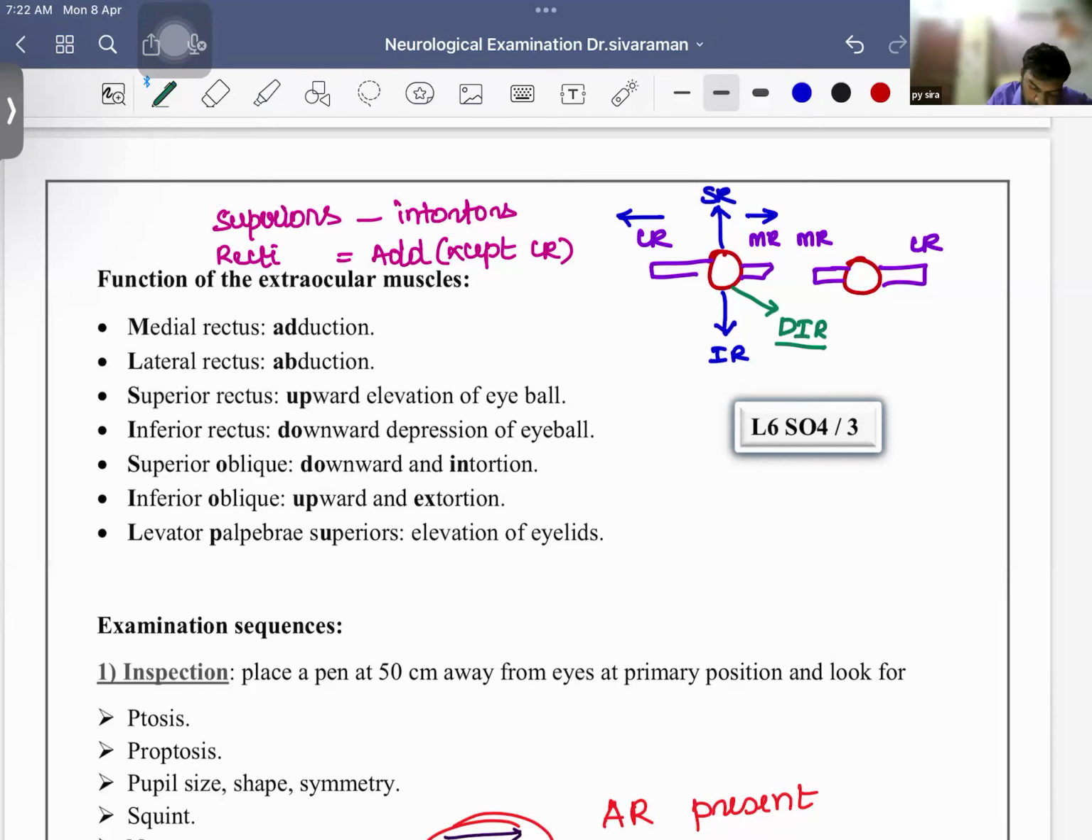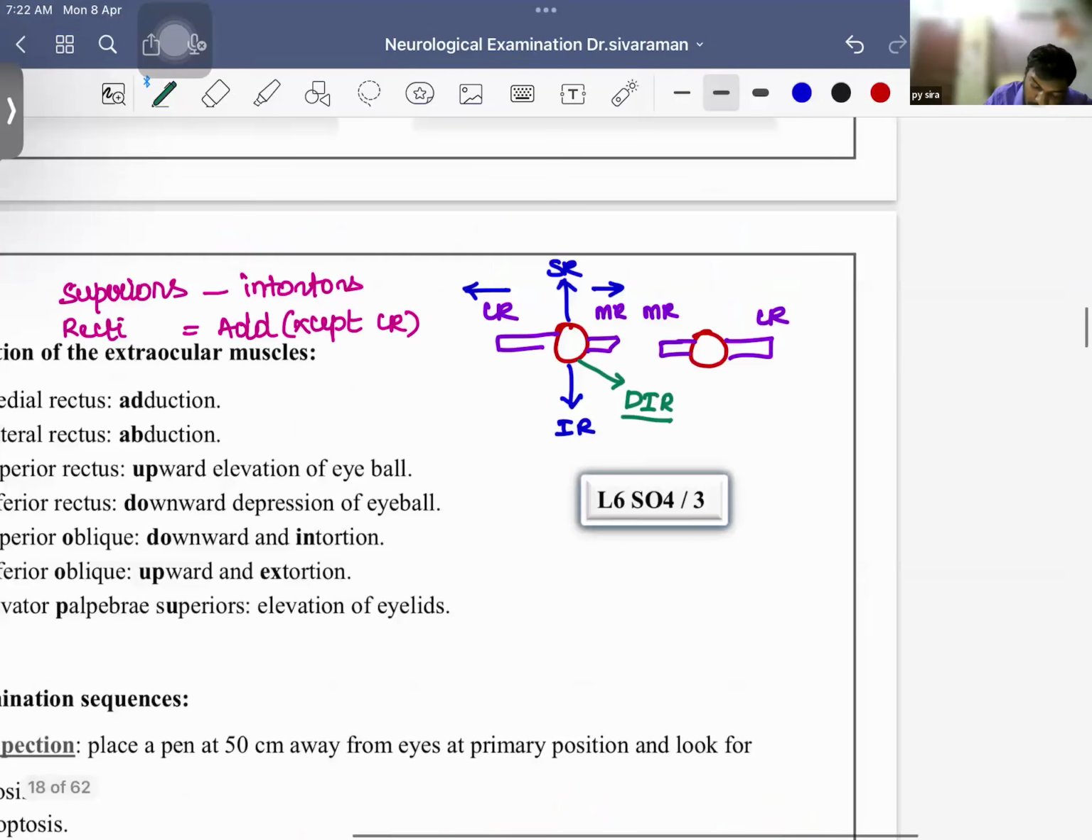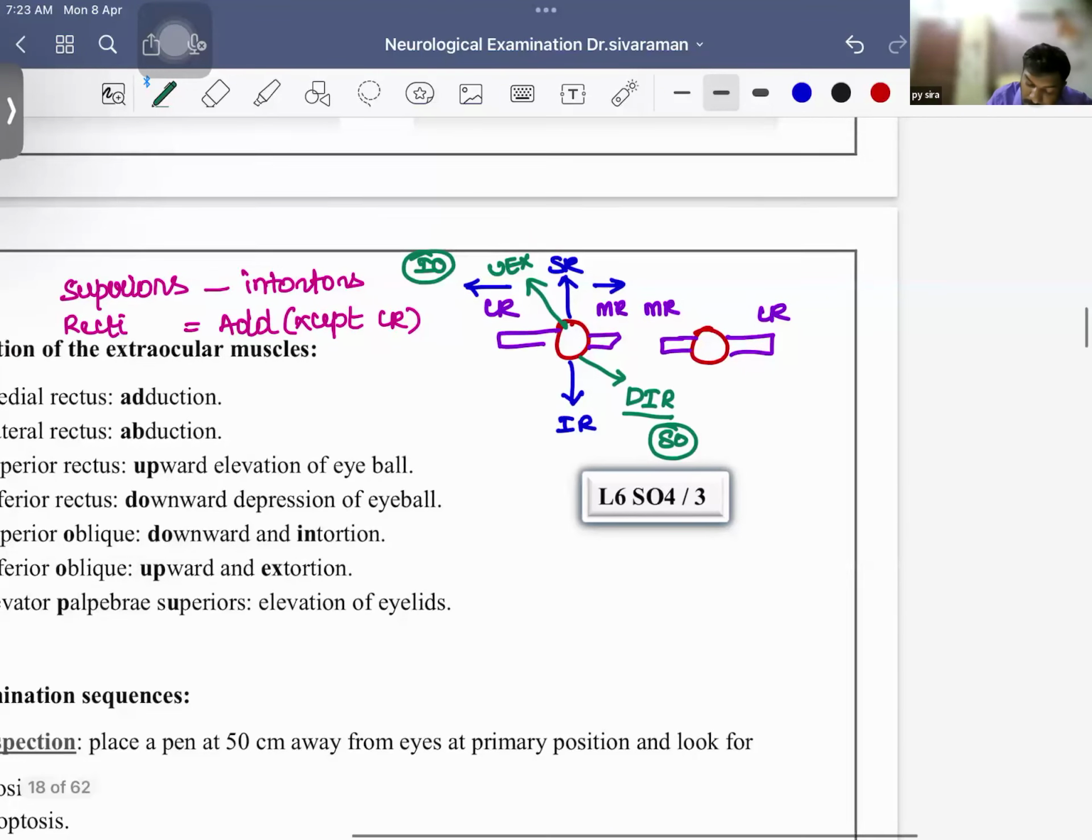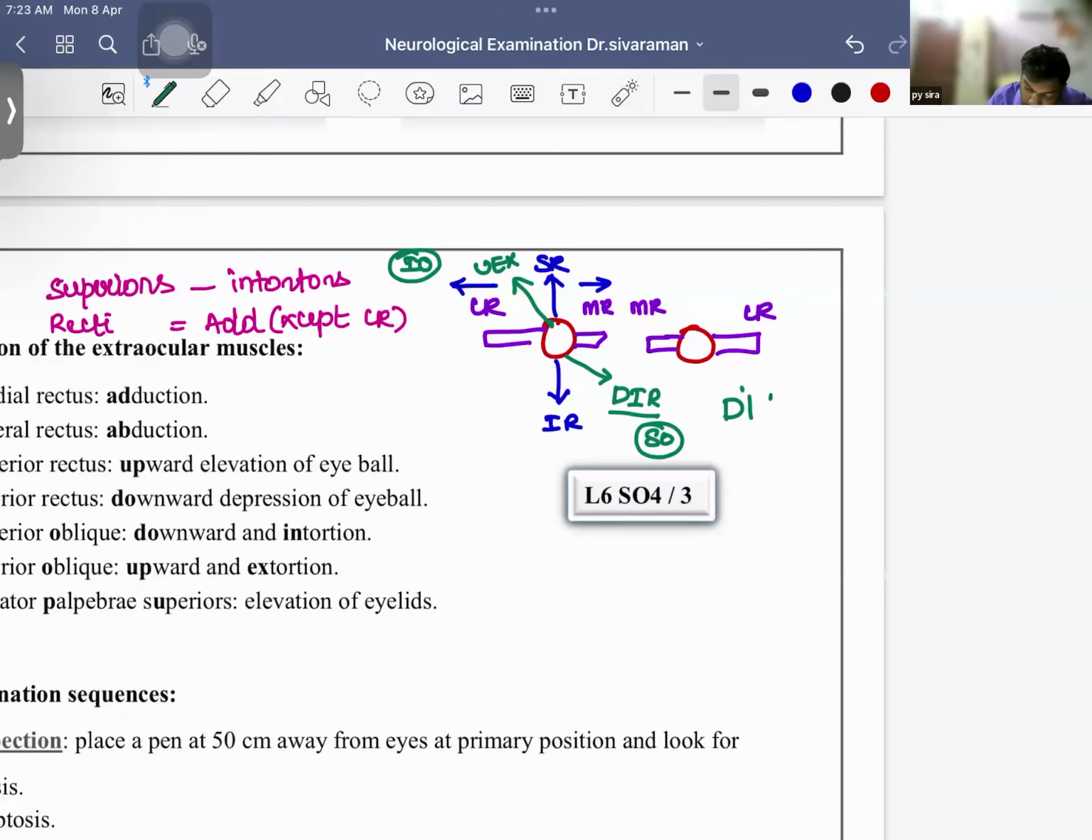And inferior oblique, upward and extorsion. This is by the inferior oblique, and this is by the superior oblique. So you can remember DIRSO, DISO or DISCO: down and intorsion by superior oblique. You can remember it as DISCO.